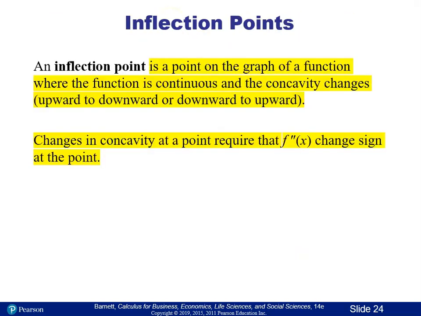And we're going to talk a little bit about finding inflection points. So we mentioned these at the beginning. An inflection point is a point on the graph of a function where the function is continuous and the concavity changes. And it doesn't matter which way it changes. It could go upward to downward or downward to upward, and they're both inflection points. So it just requires a sign change of the second derivative.